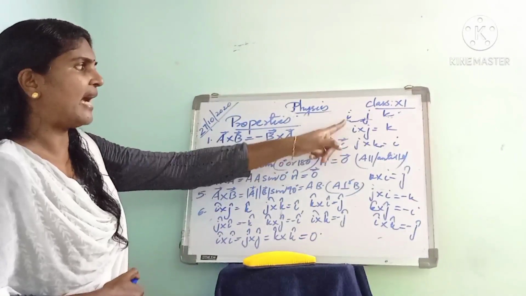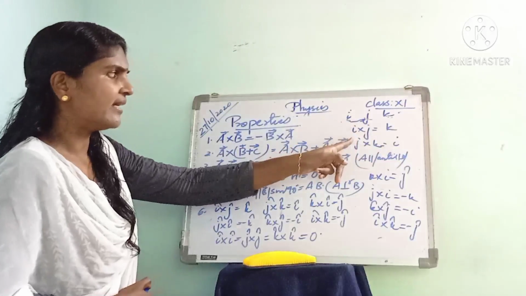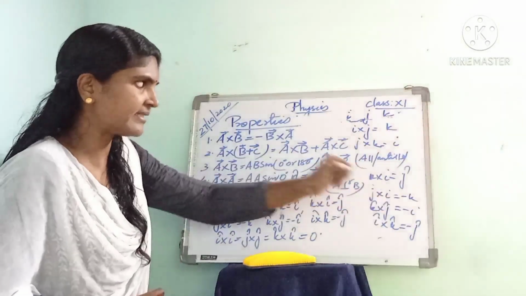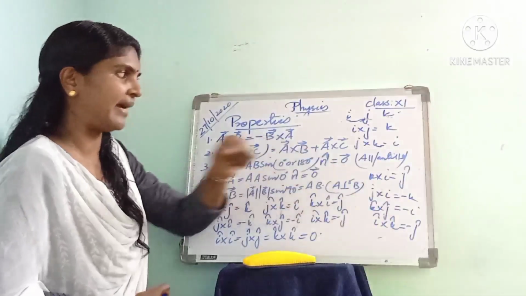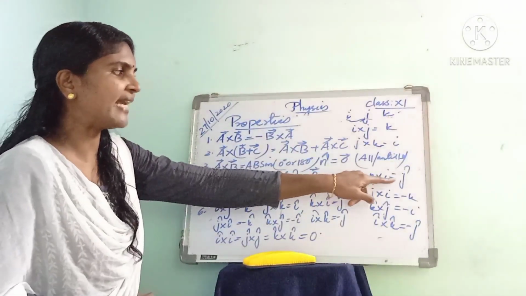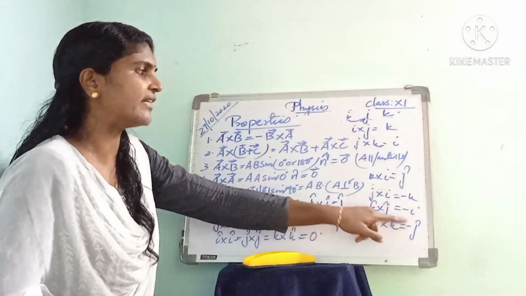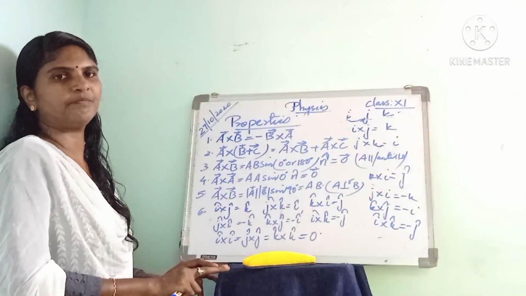Here i cross j is k. Then j cross i is minus k. Then j cross k is i. Then k cross j is minus i. Then k cross i is j. Then i cross k is actually minus j.